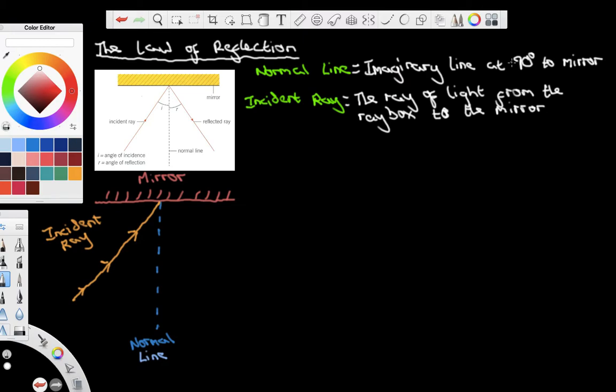Now, there is an angle we can measure here. Hopefully you've done angles in maths. I'm going to presume that you have. And the angle that we can measure is this one here. Okay? Now this angle from the normal line to the incident ray we can show with a little i. And the little i stands for the angle of incidence. I'm going to write this clearer up here, so don't worry. The angle of incidence. So here we can put angle of incidence.